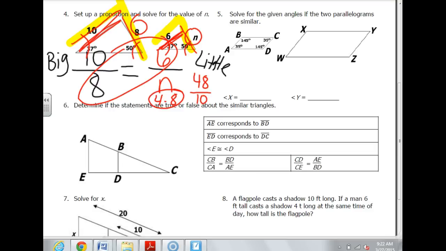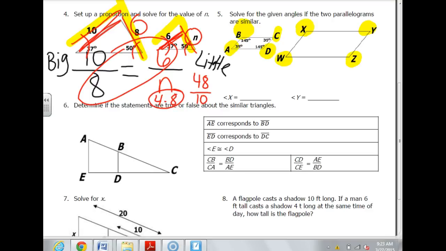All right, looking at number 5, we're again solving for the given angles if the two parallelograms are similar. So, angle X. Let's look at what's alike. I know that B is just like X. They're in the same spots. The shapes are formatted the same, they're just different sizes. I know A is just like W. I know C is similar to Y. And D is similar to Z.